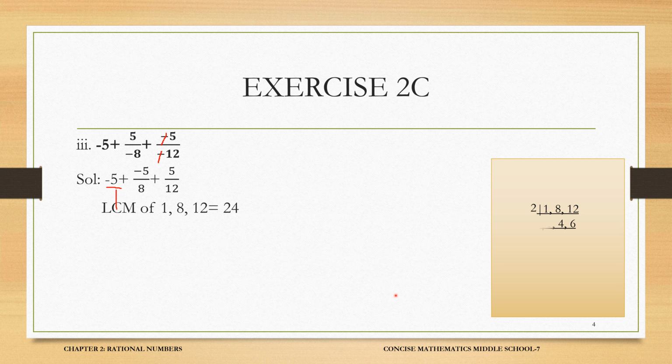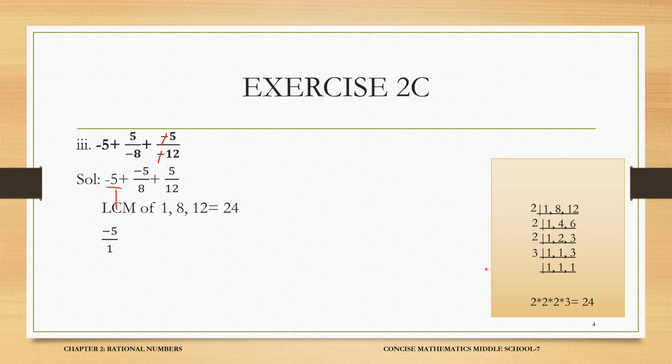So 2 4s are 8, 2 6s are 12, 2 2s are 4, 2 3s are 6. Again 2 1s are 2 and 3 is not divisible by 2. So let's move on to the next number 3. 3 1s are 3. Now just multiply 2 into 2 into 2 into 3. It becomes 24, right? Our next step is to make the denominators 24 for all the three rational numbers.